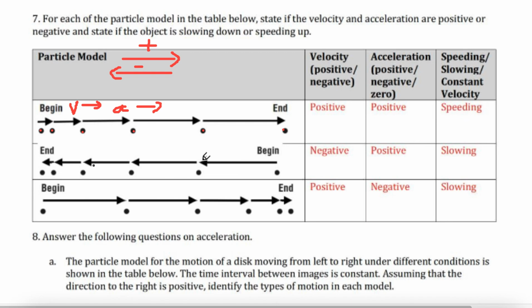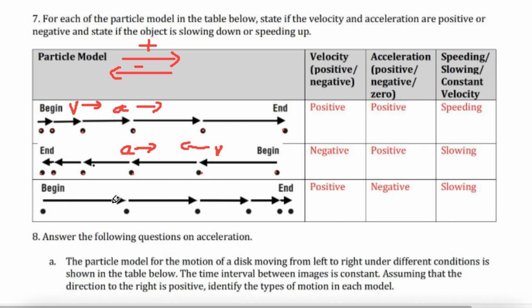Over here, let's have a look. Now it's going to the left, so I can see that the V is to the left. And now, it starts off fast, it's got big spaces, but then it's slowing down. So in order for it to slow down, the acceleration must be in the opposite direction. The acceleration must be to the right. That way, they're going to cancel each other out. It will slow down. So V is negative, A is positive, and as I've mentioned, it is slowing down.